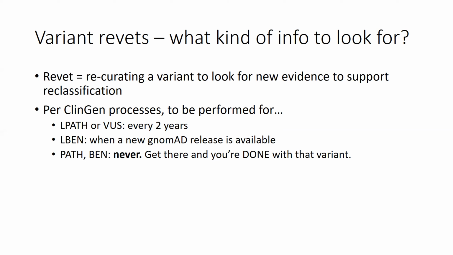For likely benign variants, when a new gnomAD release is available that might give you population data that puts you all the way to benign. But if you get a variant all the way to pathogenic or all the way to benign, you do not have to revet the variant. So it's one of the benefits of being able to find information to get you all the way there in either direction.